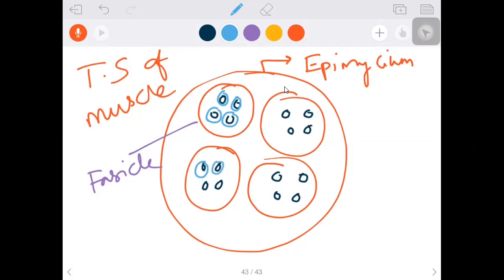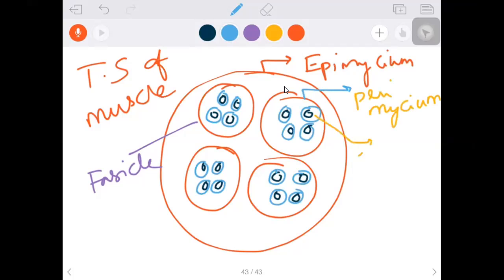Let me show here, these are the endomysium. That blue line I am going to draw. Then the fascicle is surrounded by a membrane called perimysium. And each muscle fiber is surrounded by the membrane endomysium.